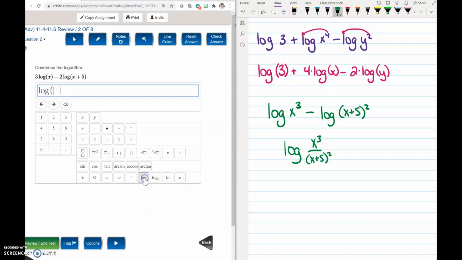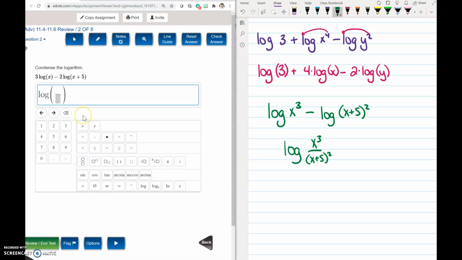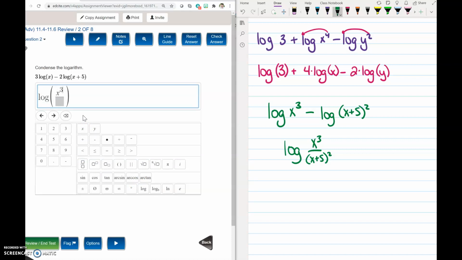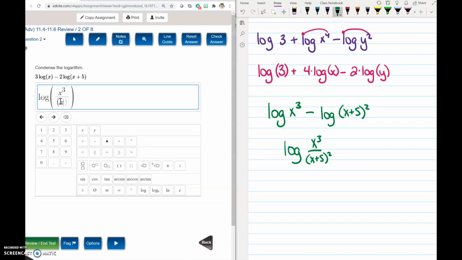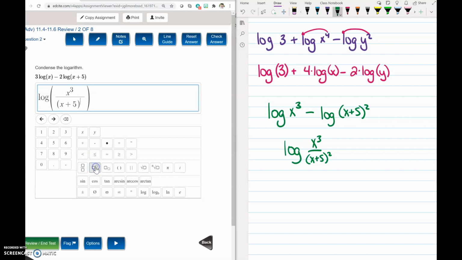So again, punch the log button, and then I would do the fraction button right away and do x to the 3rd. Remember that you can use your keyboard and do Shift 6 to get the caret to get the exponent, or let me type in x plus 5. Or you can use this button for exponents here on the keyboard or on the screen as well.